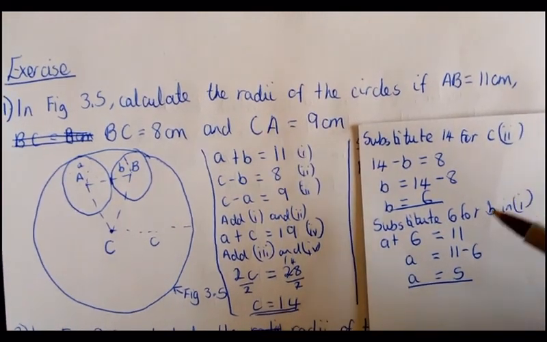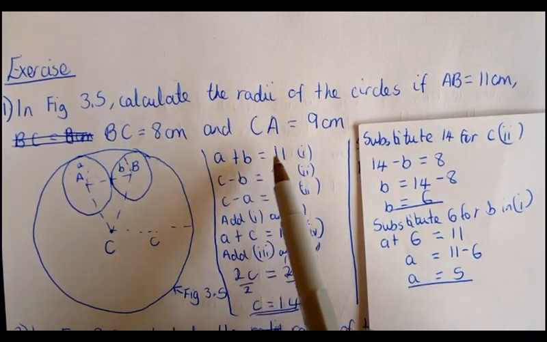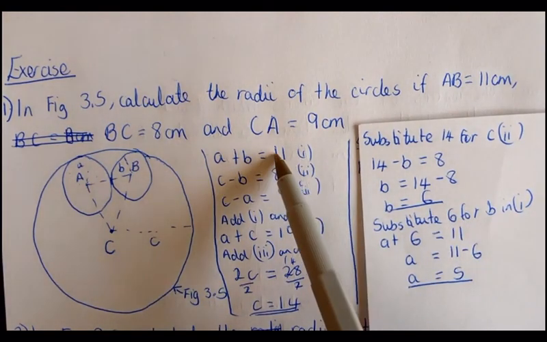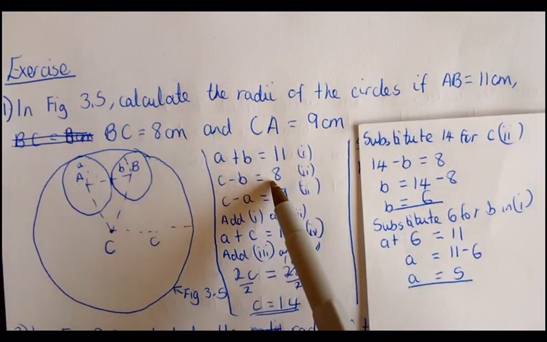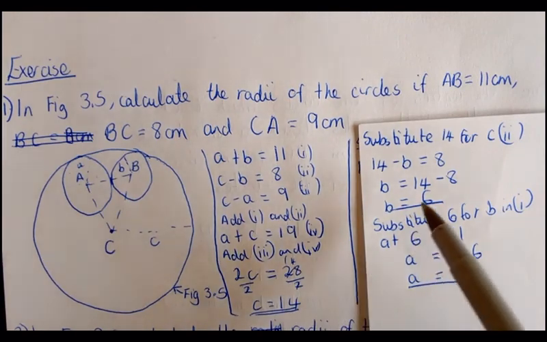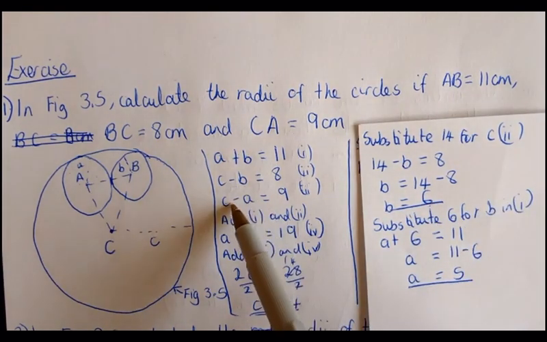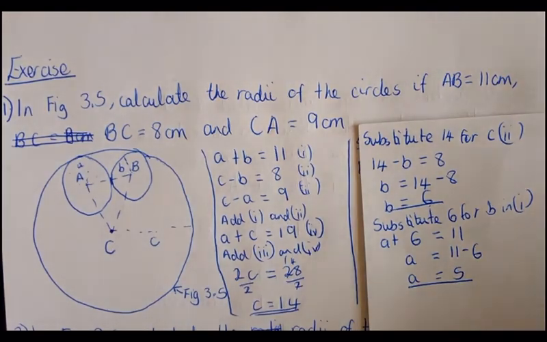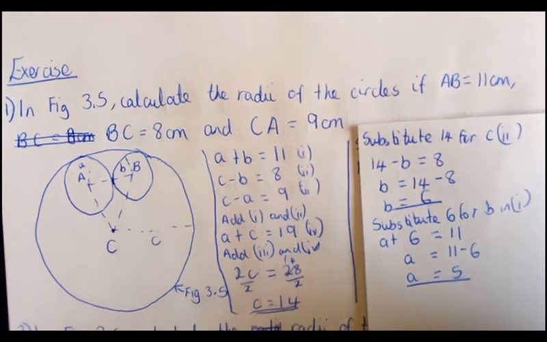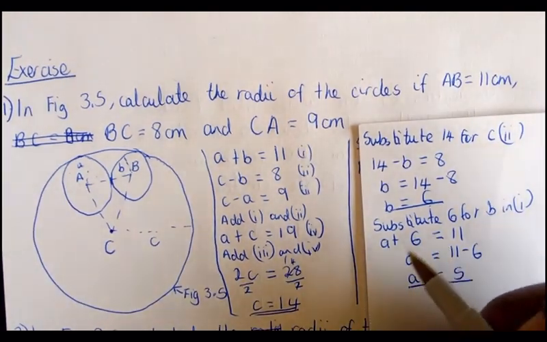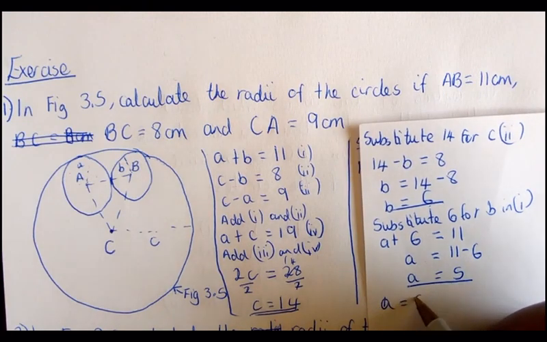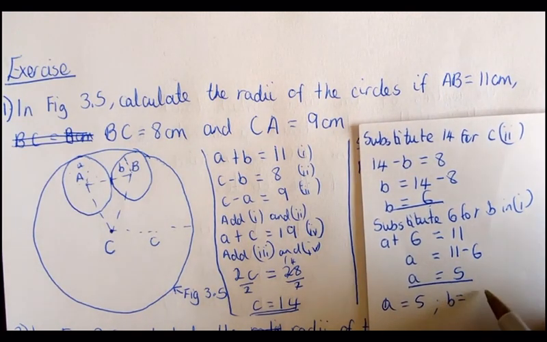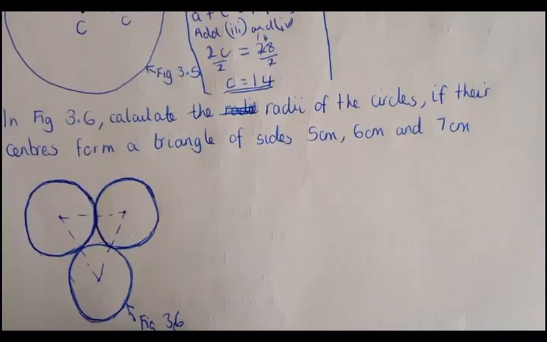We can check this out. If we say A plus B is equal to 11, 6 plus 5 is 11. Then C minus B is equal to 8. 14 minus 6 is 8. Then C minus A is equal to 9. 14 minus 5 is 9. So we have found the radii. A being 5, B being 6, and C being 14.